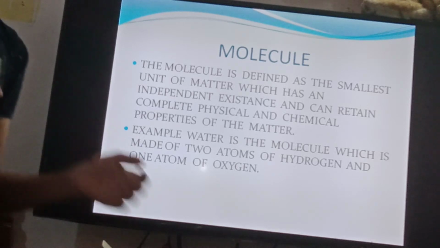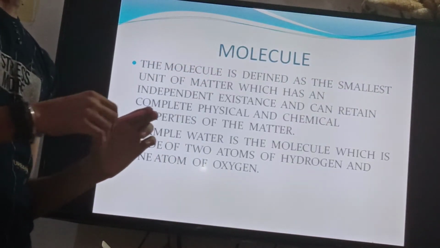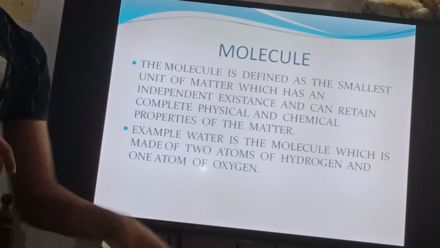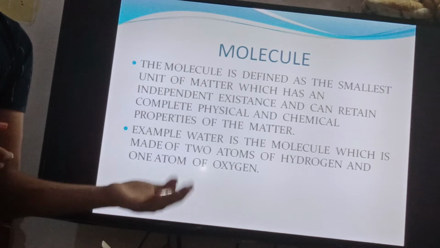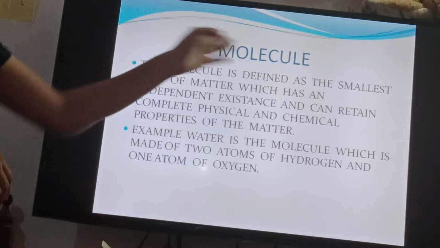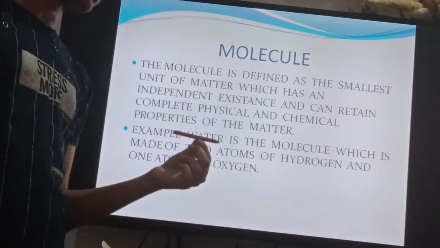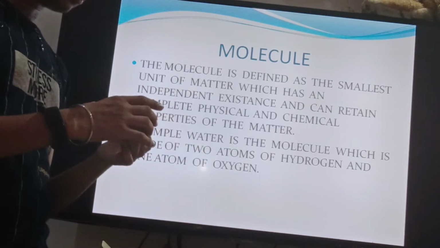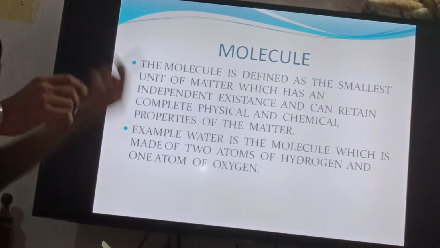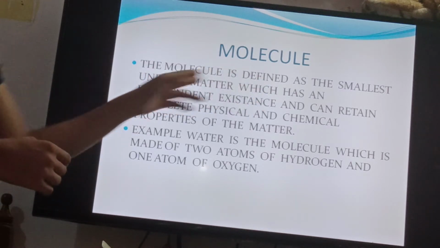Why? Because you can see this pencil. This pencil is matter. I have told you that it is occupying space and it has some weight. That's why it is matter. Okay, so it is the smallest unit of matter. Means in this pencil, if you see, you will see very tiny particles, and those particles are known as molecules, and they have an independent existence.